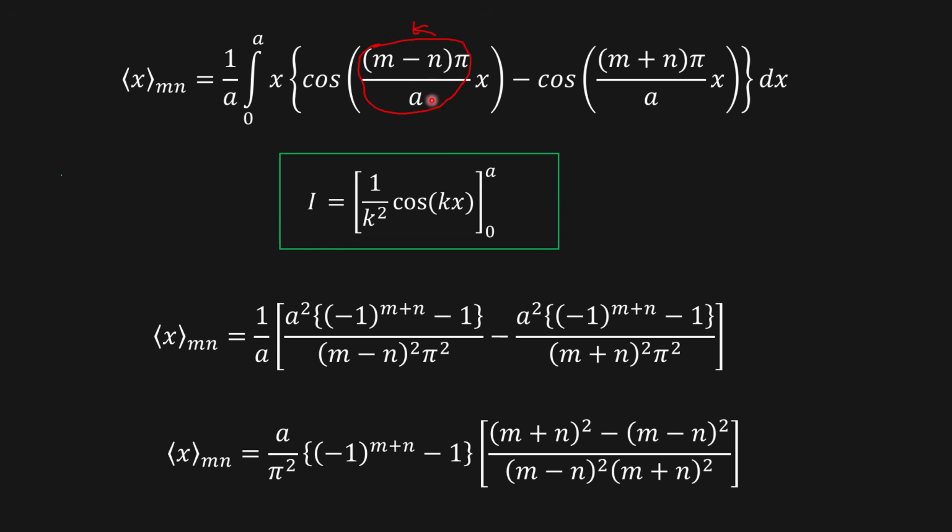If you square it, you will get (m minus n) squared pi squared over a squared, and a squared will come upside. When you apply the upper limit for cos kx, this will be minus 1 power (m plus n). Of course, for the lower limit, it is minus 1. Similarly, for the second one, k is this one.